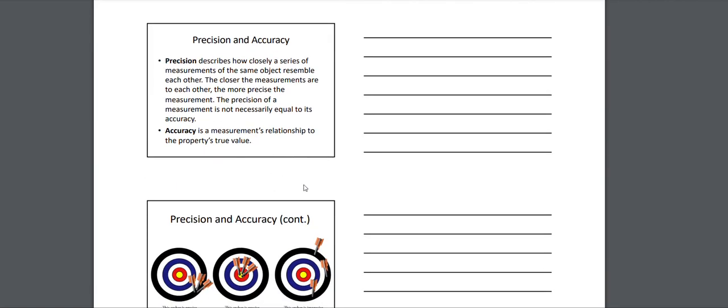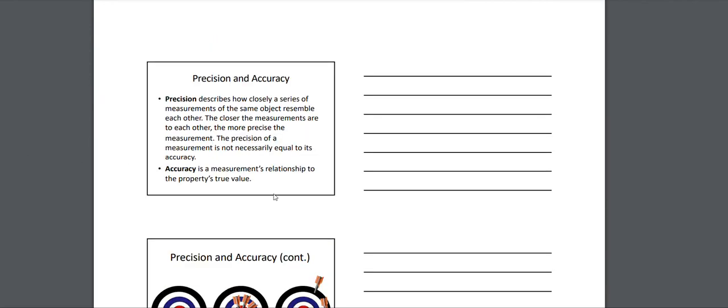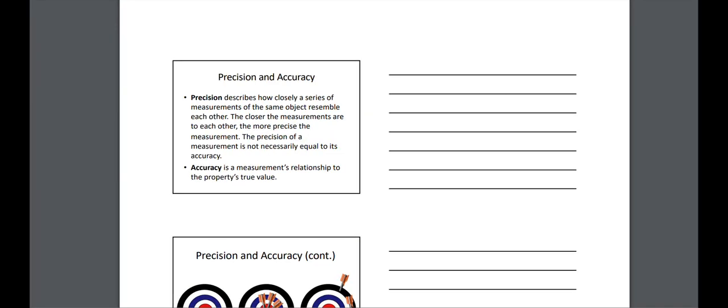Okay. Let's talk about precision and accuracy. These two terms you're probably familiar with from our daily lives. We use them interchangeably, but they actually mean 2 different things when it comes to statistics and science in general. Precision describes how closely a series of measurements of the same object resemble each other, or how close they are to each other, regardless of how close they are to the true value of the measurements. Accuracy, however, is the measurement's relationship to the property's true value.